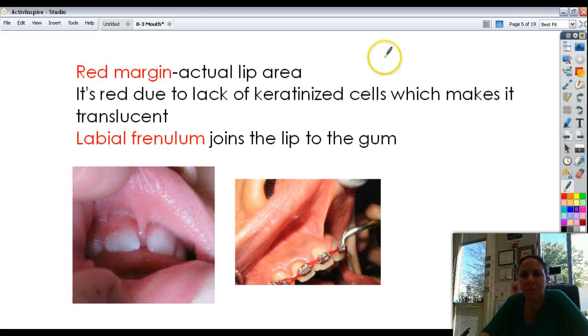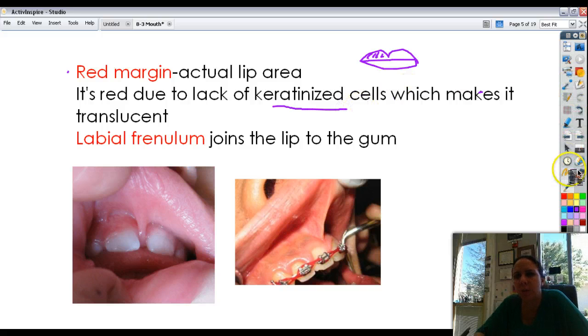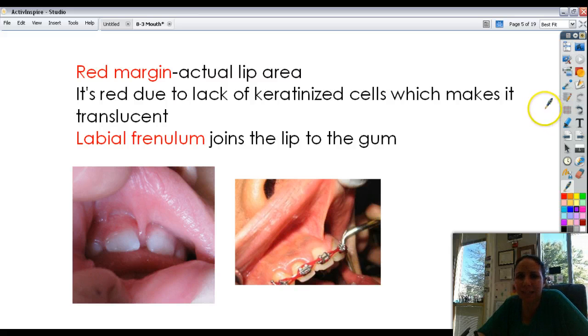Okay, your lips themselves, the actual lip that you see when you look at someone, is called the red margin. So that's the actual lip area. That's where you put the lipstick on. It's kind of reddish colored because it doesn't have those keratinized cells on it, so it's super duper thin, which makes it kind of see-through. And the red pink color you're seeing underneath is the vascularization of the blood vessels underneath.